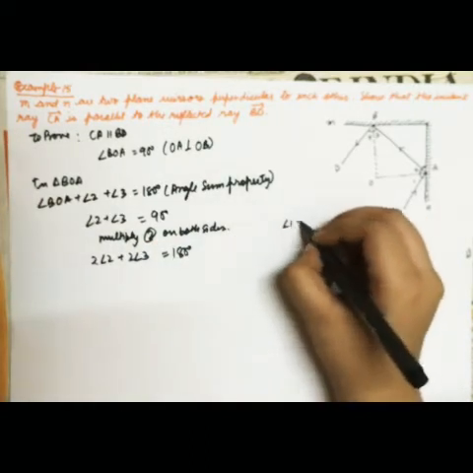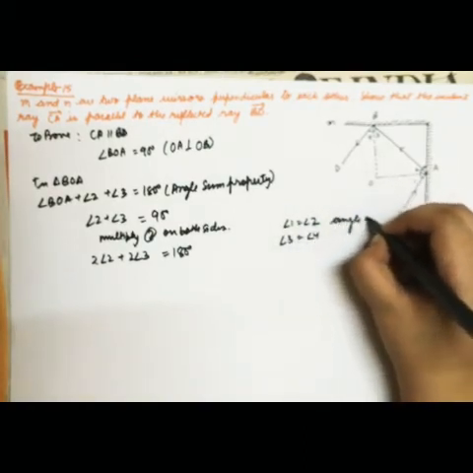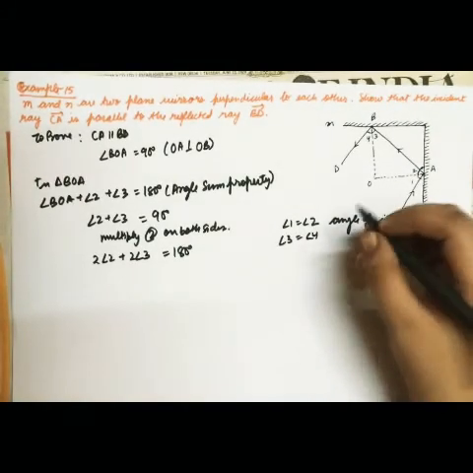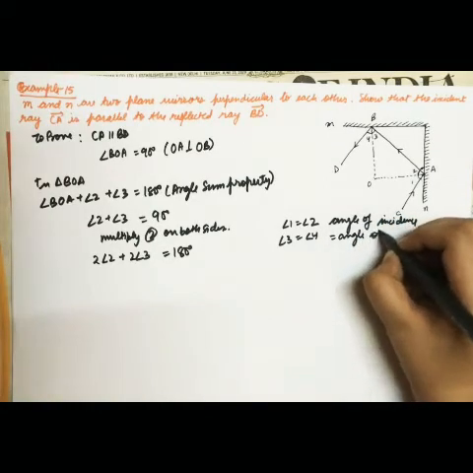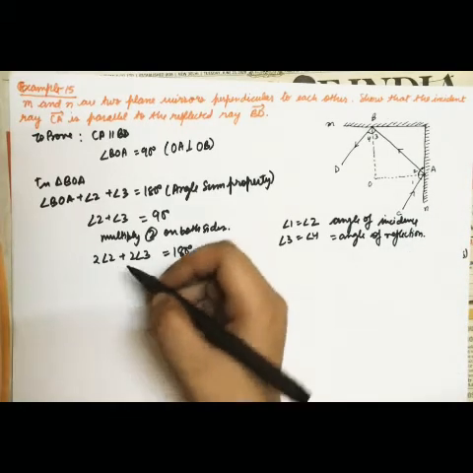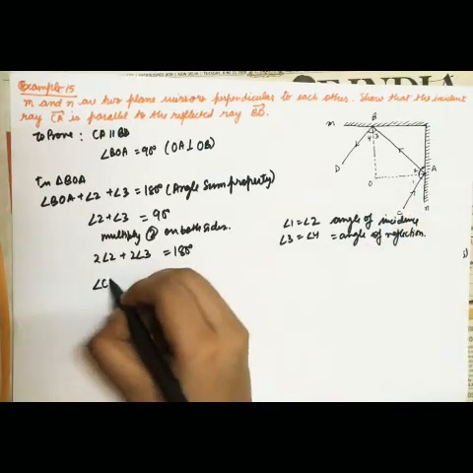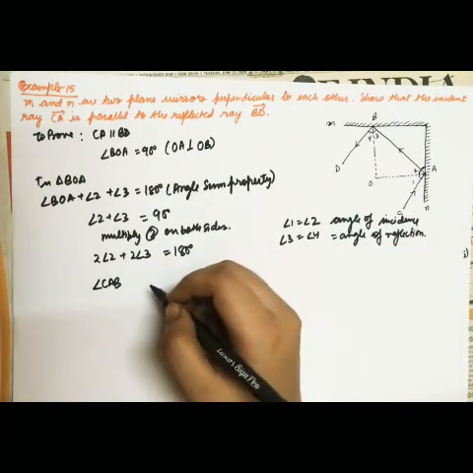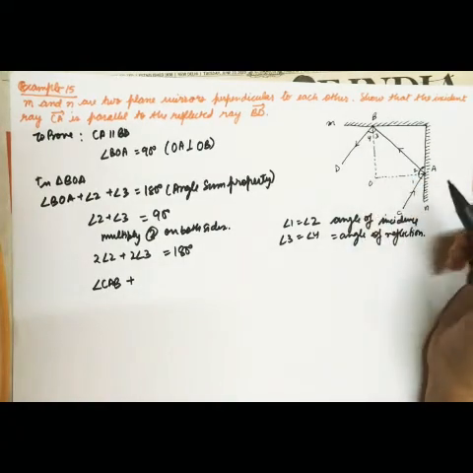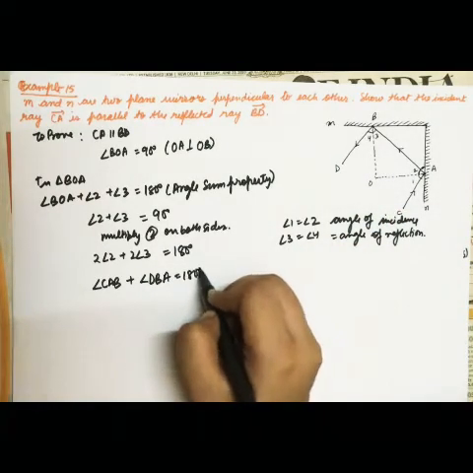Now angle 1 is equal to angle 2 and angle 3 is equal to angle 4. Why? Because the angle of incidence is always equal to the angle of reflection. Therefore 2 times angle 2 we can write as angle 1 plus angle 2, which is equal to angle CAB. Similarly 2 times angle 3 can be written as angle 3 plus angle 4, which is angle DBA, is equal to 180 degrees.